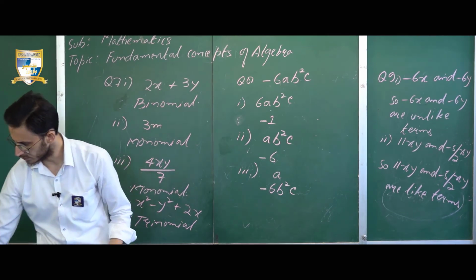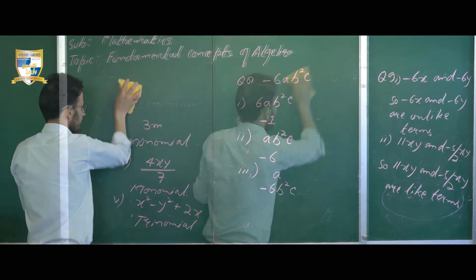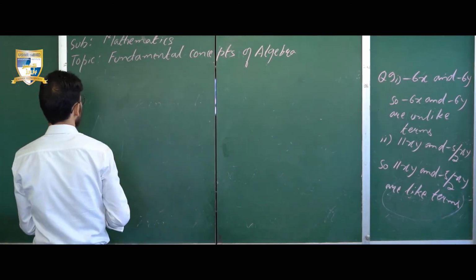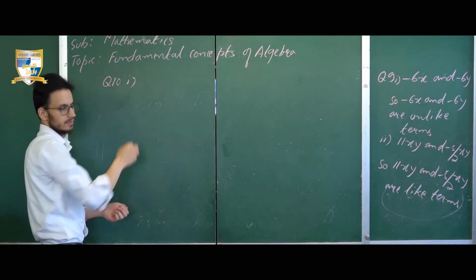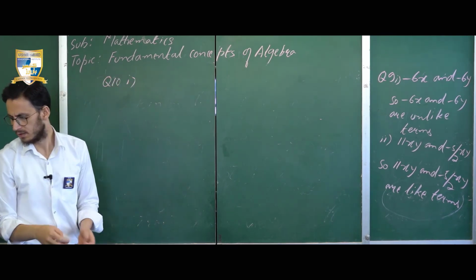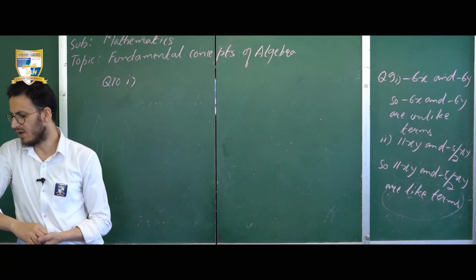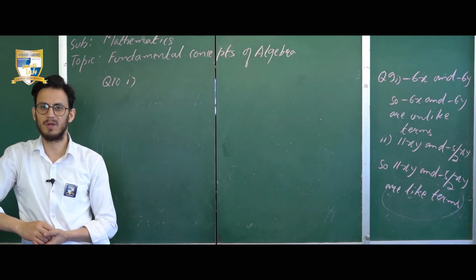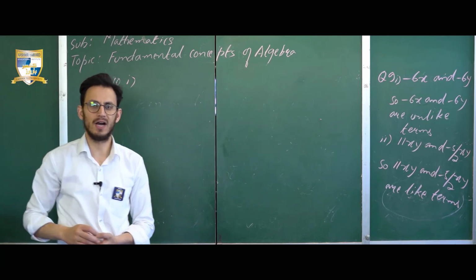Now we have only 2 more questions and this will be the end of this chapter. Question number 10, part first. Identify the polynomials. We have to identify whether the expression is a polynomial or not, and mention their degree, and we have to find out their degree.